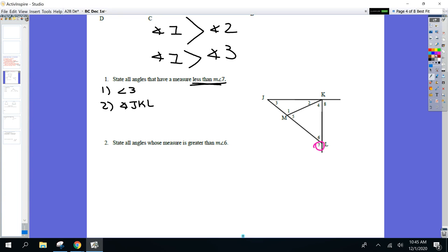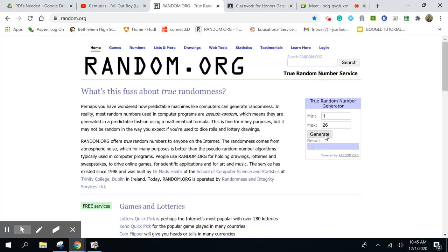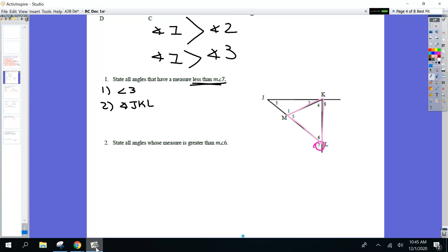LMK. Let me highlight that one, everybody. Here's LMK. Everybody's good. All right, 7 is exterior for, name a remote interior now for that triangle. Going deep. Emma, give me a remote interior for 7 now. Angle 5. Angle 5. Good.